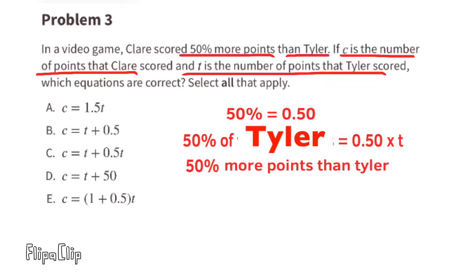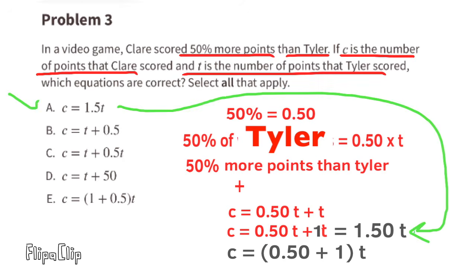50% of what Tyler has would be represented as 0.50 times T. Claire scored 50% more than Tyler, so to represent Claire's score, we can write 0.50 times T plus T, which is also equal to 1.5 T. We can select all the equations that have the same value as C equals 1.5 T.